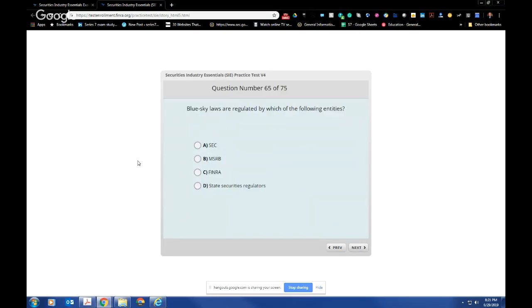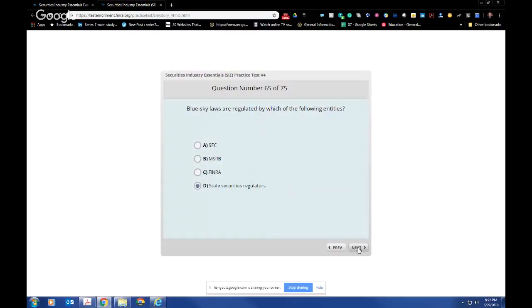Blue sky laws, just remember, blue skies are for the states, baby. So that's state regulators. SEC is federal. MSRB actually doesn't enforce anything. They just write rules. FINRA is for broker-dealers and exchanges. So blue sky laws are regulated by the state administrators. That's your next exam. Well, after the SIE and the top off, you either have the 63 or the 66, which covers that.